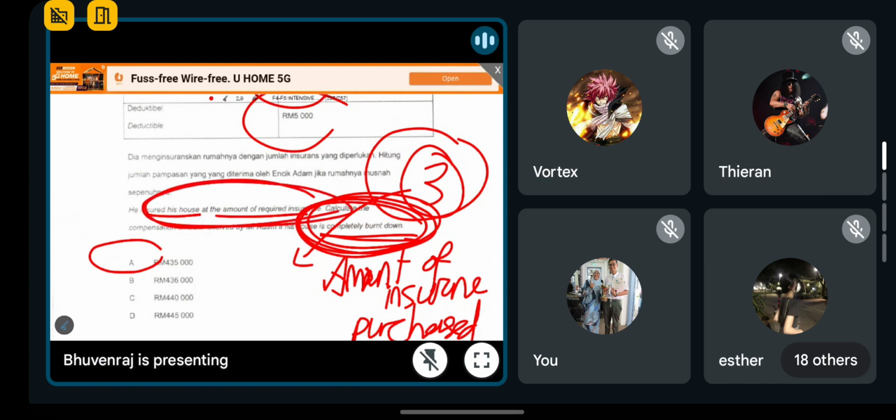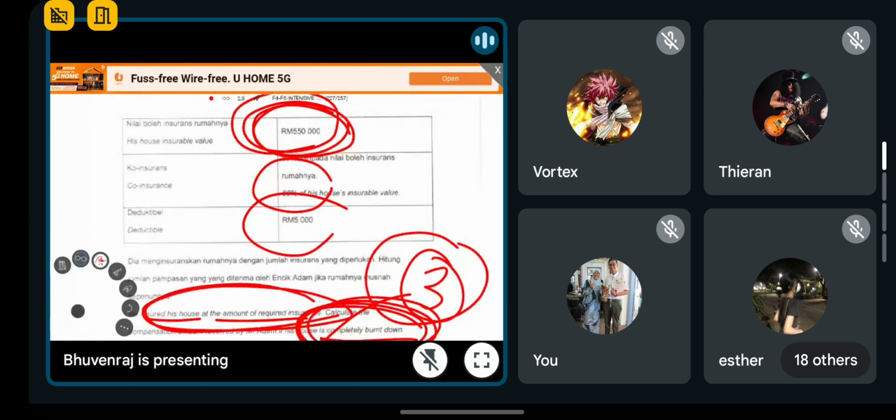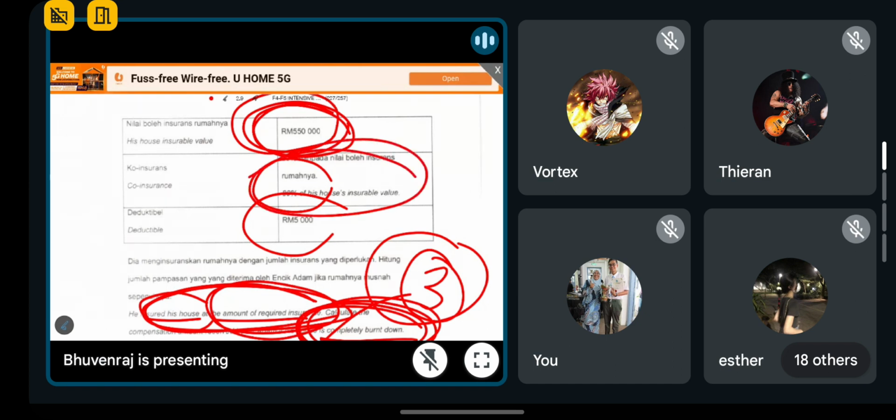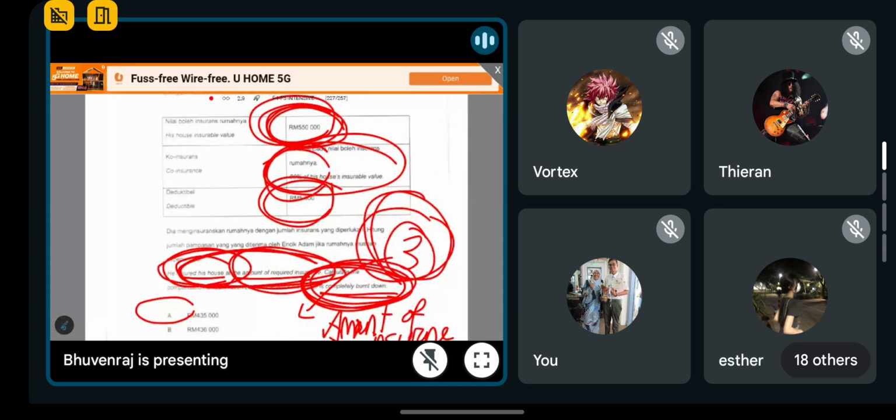Pernyataan ini sebenarnya beri satu maklumat juga. This statement actually give you a meaning also. Because they say the insured value of the house is at the amount of required insurance, maksudnya kita kena cari jumlah insurans yang diperlukan sebenarnya. We have to find the amount of required insurance first, based on this percentage. Okay, so that value is actually equal to your amount of insurance purchase. Nilai tu sama dengan jumlah insurance yang dibeli. Jadi kita masih boleh guna formula yang ketiga. We can still use the third formula and then minus the deductible. Okay, correct. So can you guys understand the meaning over here? Boleh faham tak? I also got confused earlier.